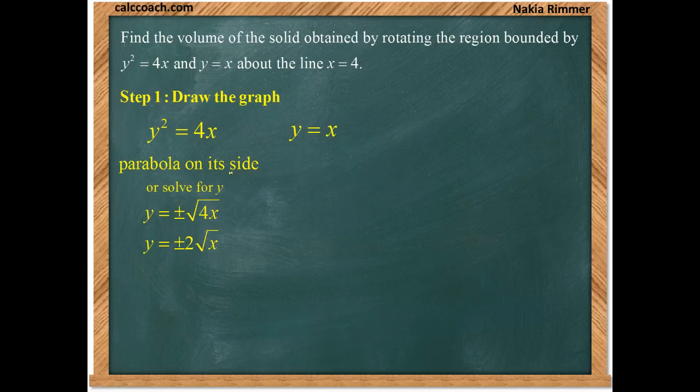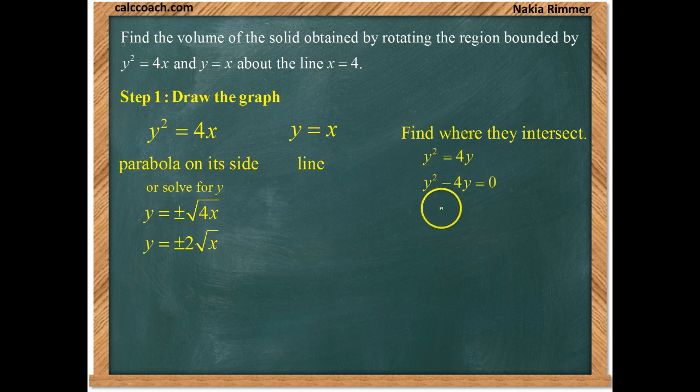The other one is just y equals x, that's just the line. What we need to find out, of course, is where they intersect. Well, if y squared is equal to 4x and y is x, you can replace this x with the y and say y squared is 4y. I want you to avoid dividing by y, because then you end up losing one of the solutions. So you want to set it equal to 0. Subtract the 4y over, and then factor out the y.